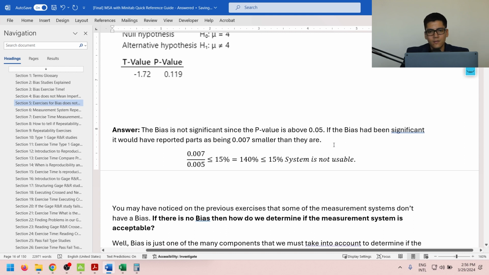So don't worry about it. Okay, once we calculate gauge R&R crossed and nested, issues like this will always come up, and we'll be able to tell whether the system is usable or not.